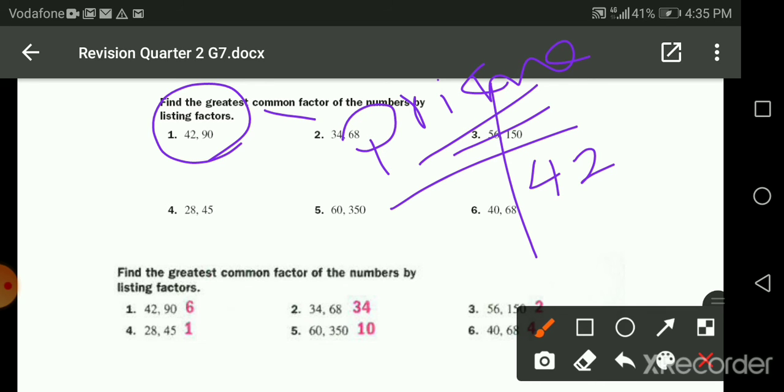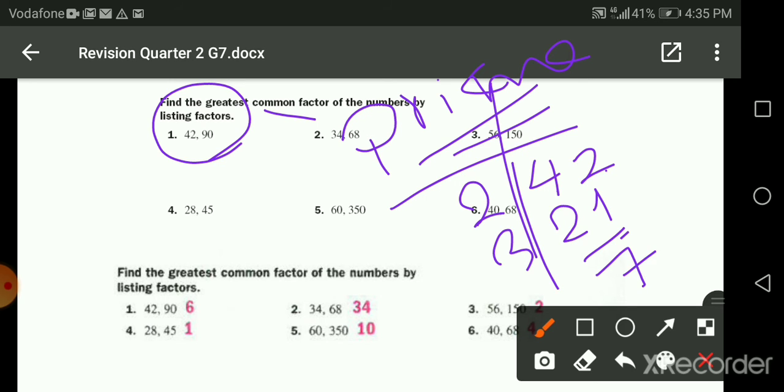So 42 divided by 2 gives you what? 4 divided by 2 gives me 2. 2 divided by 2 gives me 1. 21 divided by 3 gives you 7. Divided by 7 gives you 1. So I have here 2, 3, and 7.